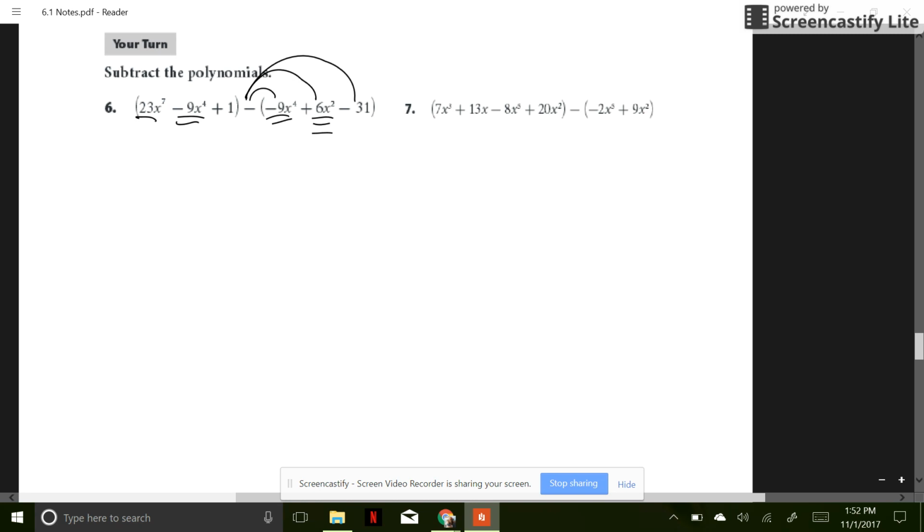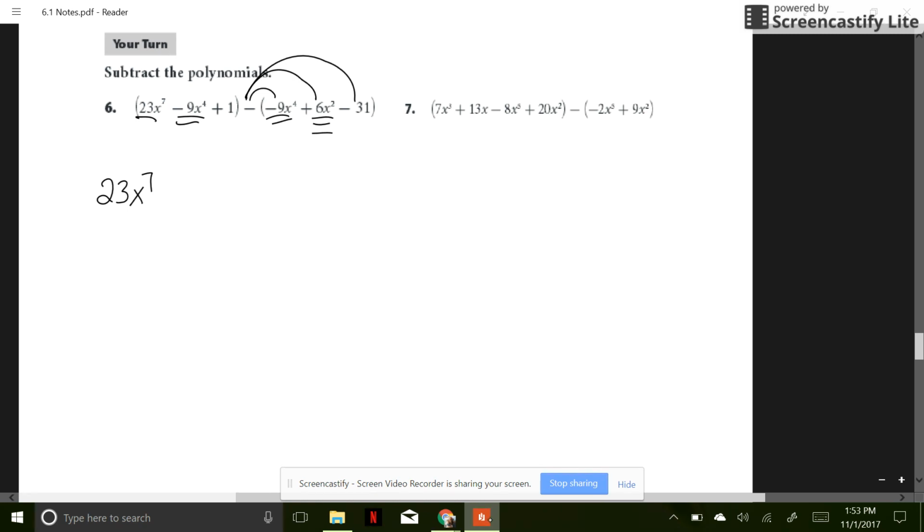So writing in order, highest power, you get the 23x to the 7th. Next comes the x to the 4ths. So we've got negative 9x to the 4th minus 9. So really it's plus 9. So negative 9x to the 4th plus 9x to the 4th means those are going to cancel out.